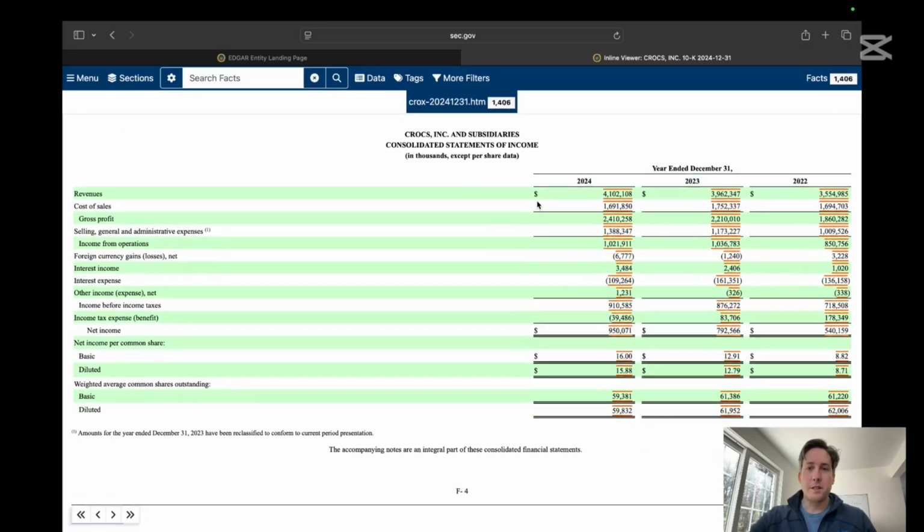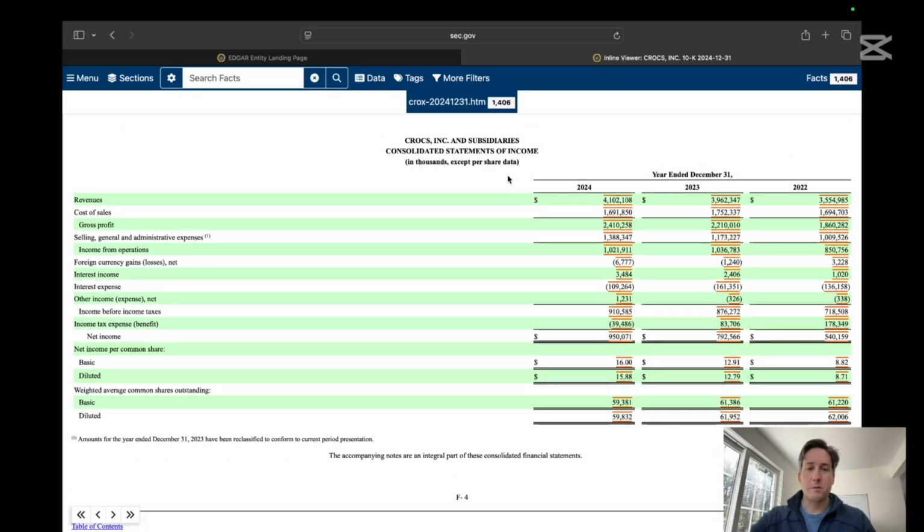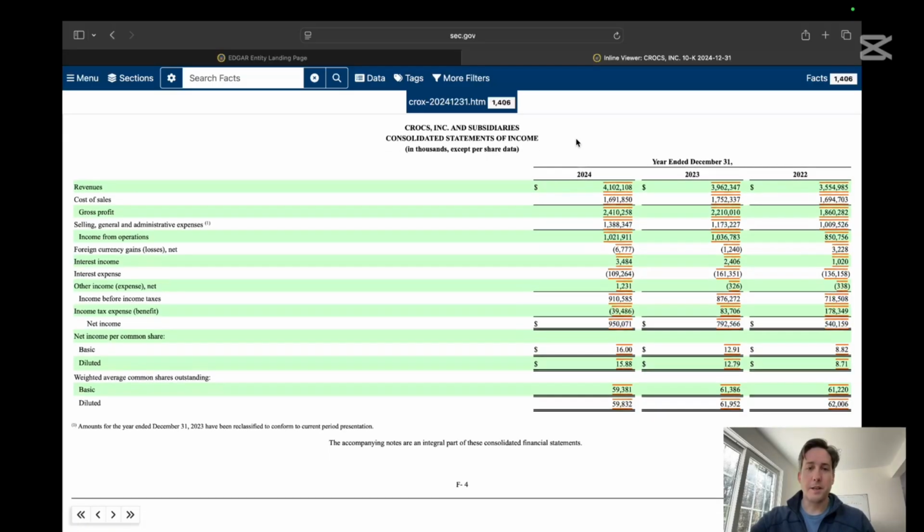This is Crocs 2024 10K. And what that is, that's their annual financial statements that they file with the SEC. And Crocs, yes, you heard me right. The Crocs like the shoe. I thought this would be a good example because they have a nice, easy to read, simple income statement.